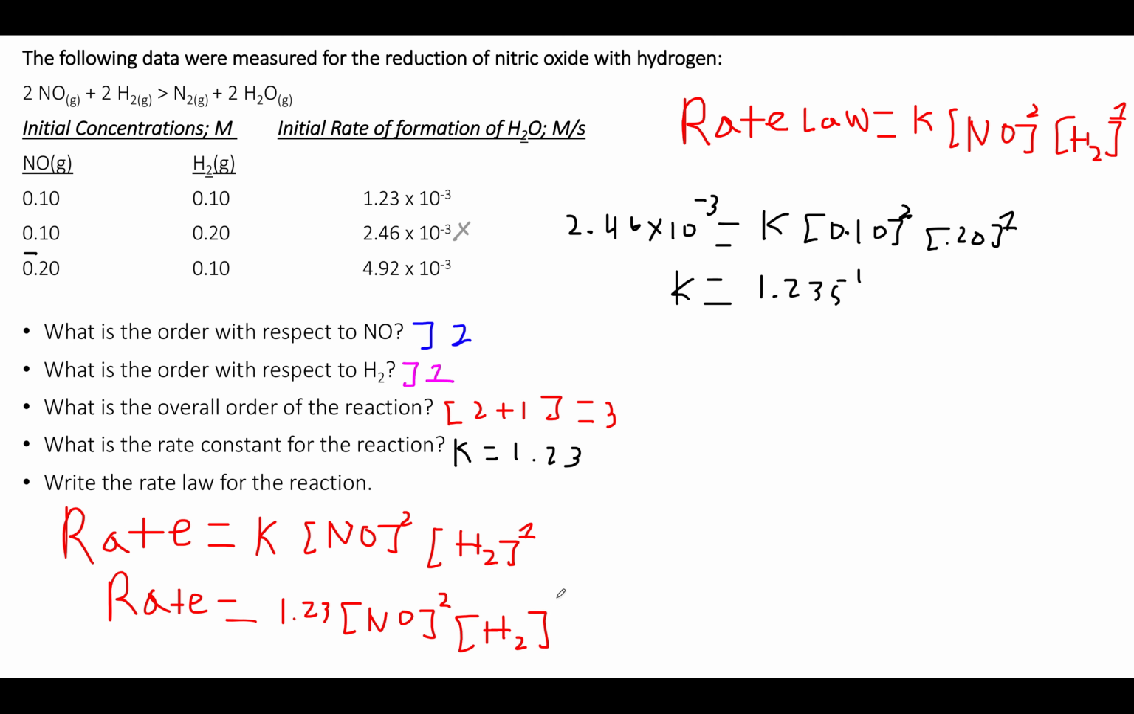So what does this mean? This means that I can determine the rate of this reaction at any concentration of NO or hydrogen gas by using this rate constant. It's a rate constant. It doesn't change. It stays the same for the reaction. This reaction will always have that rate constant. Now, I could give you different concentrations of nitric oxide and hydrogen gas, and you can find the rate just by having this rate constant and by knowing the order.